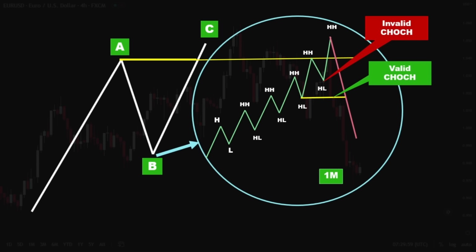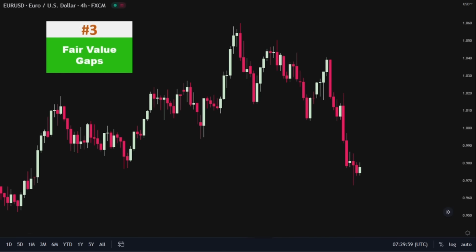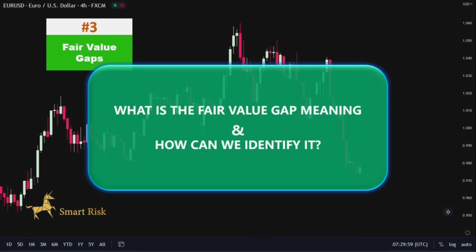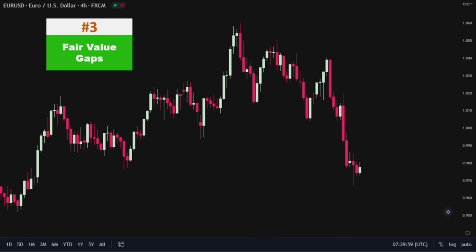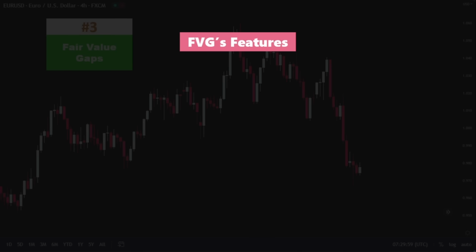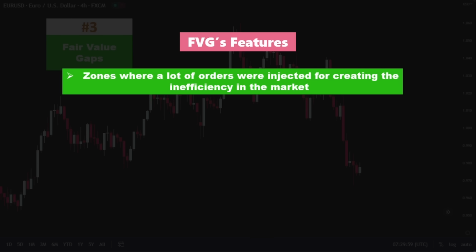So let's get started on the following subject, fair value gaps. What is the fair value gap meaning, and how can we identify it? Fair value gaps are zones created by inefficiency in the market, and usually occur in a specific zone, where there is less trading activity seen, and price only has one-directional movement. Fair value gaps are a very useful concept in price action trading, and they represent zones where a lot of orders were injected for creating inefficiency in the market.